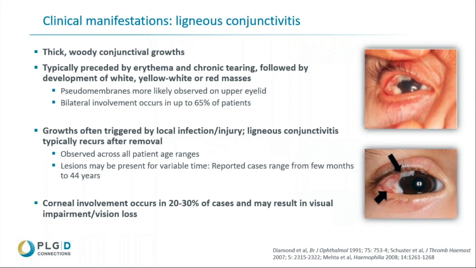Ligneous conjunctivitis presents as thick, woody conjunctival growth, typically preceded by erythema and chronic tearing, followed by the development of white, yellow-white, or even red masses. The pseudomembranes are more likely observed on the upper eyelid. Bilateral involvement occurs in about 2/3 of patients. The growth is often triggered by local infection or an injury. Ligneous conjunctivitis typically recurs after surgical removal, and it is observed across all patient age ranges.